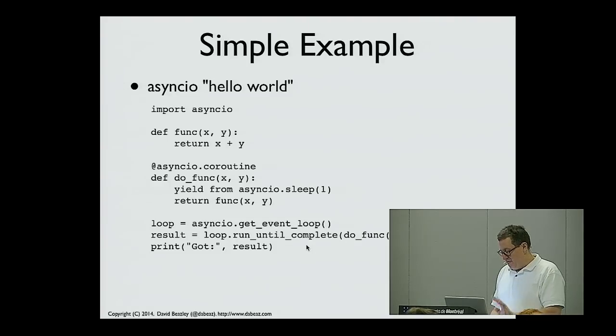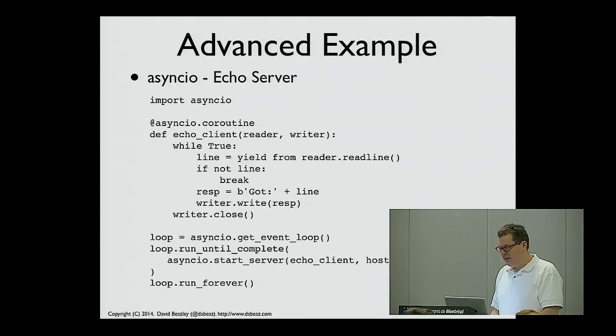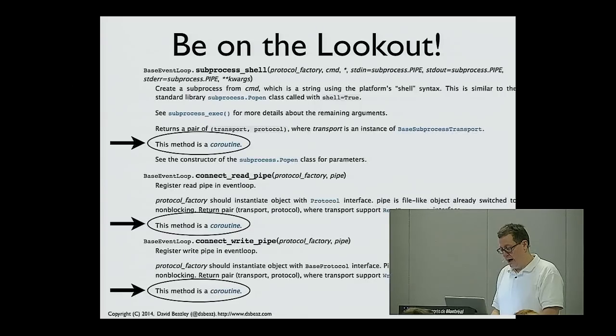So, very interesting stuff going on in that async I/O library. One of the things you'll find if you go into the documentation for async I/O is that they explicitly say, this is a coroutine, this is a coroutine, this is a coroutine. They list all this stuff out. If you ever see that, it's meant to be called with a yield from. It's all tied up in this inline future yield from business that we just did here.